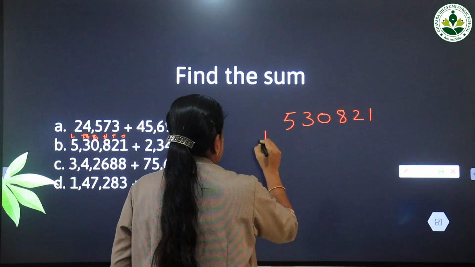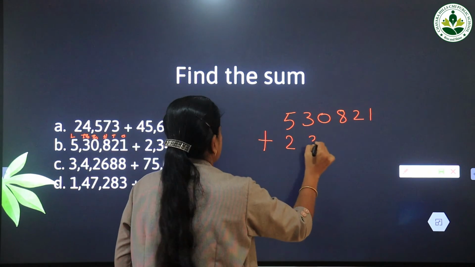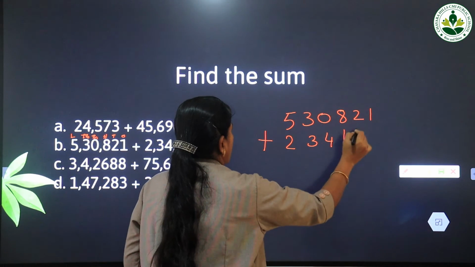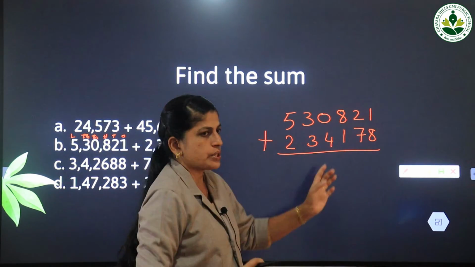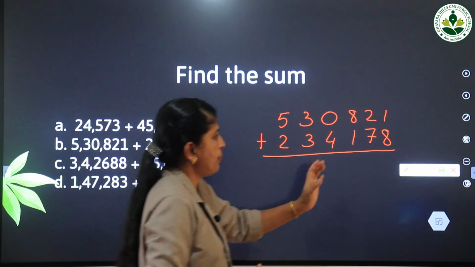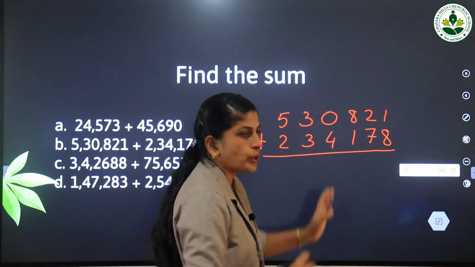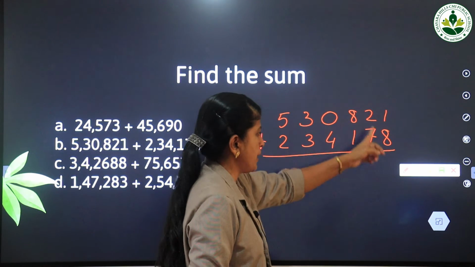5,30,821 plus 2,34,178. Okay, when you write down the numbers for adding, you have to remember the same place digit should be one below the other. Ones place digit should be one below the other. This is the column for ones place.